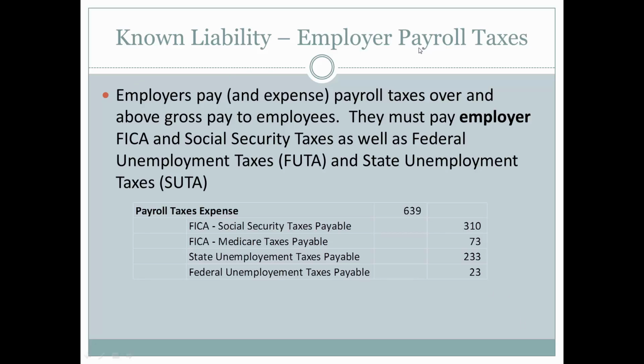Let's also talk about employer payroll taxes. In addition to having gross payroll as an expense, employers will pay and expense payroll taxes which are over and above the gross pay to employees. They must pay employer FICA and Social Security taxes as well as federal unemployment taxes and state unemployment taxes. So this will be payroll tax expense. Now notice that this is in addition to the $45,000 on the prior slide of payroll, salary and wages payroll expense. So this is payroll taxes expense, which is separate from the prior slide.